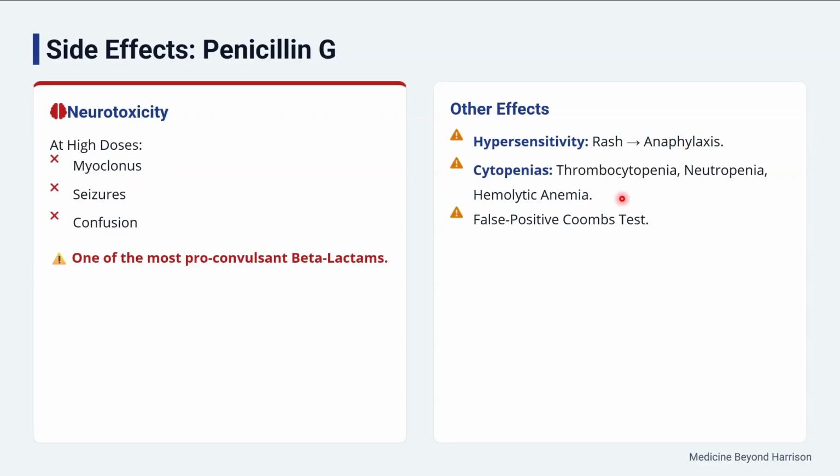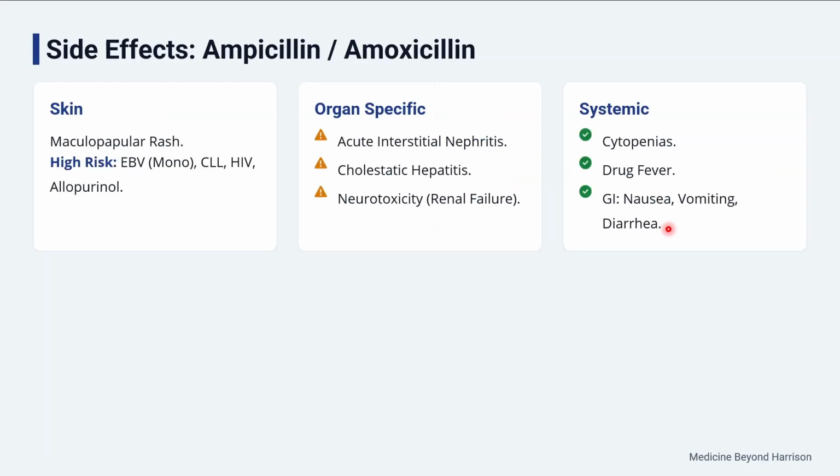Again, it can cause anaphylaxis, thrombocytopenia, neutropenia, hemolytic anemia. Both ceftriaxone, which is a third generation cephalosporin, as well as penicillin G are very prone to causing hemolytic anemia, so be careful of this. There is a false positive Coombs test also. Ampicillin and amoxicillin are comparatively better tolerated than penicillin G. They can cause a macular rash.